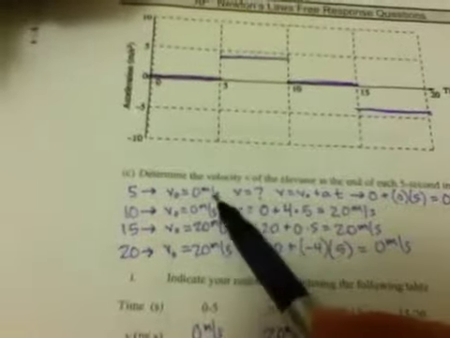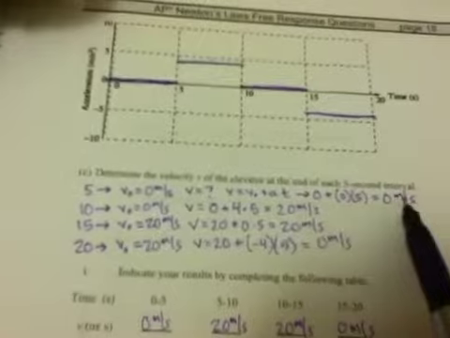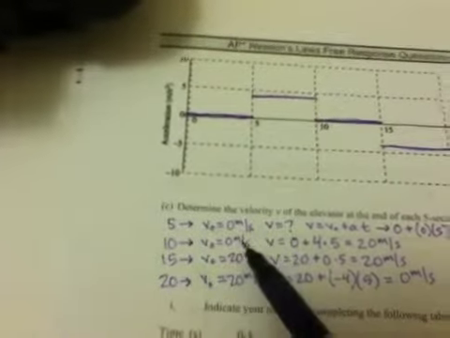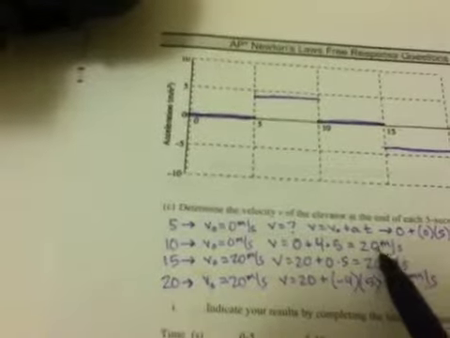Now what we're about to do is graph this. From 0 to 5, it is going to be 0 meters per second, so we draw a straight line from here to here, because we started at 0 and ended at 0 at 5 seconds. But at 5 seconds, our initial velocity is 0, and then at 10 seconds, it's now 20 meters per second.